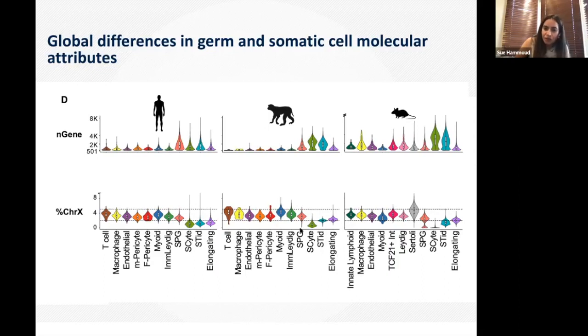The number of X chromosome genes are actually reduced in spermatocytes in both human and macaque, but this reduction or silencing is actually to a smaller extent than what we actually see in mouse. And to us, this was really intriguing because we wanted to know whether human and macaque have incomplete silencing of sex chromosomes, and are there certain genes that actually escape MSCI in the 2 organisms.